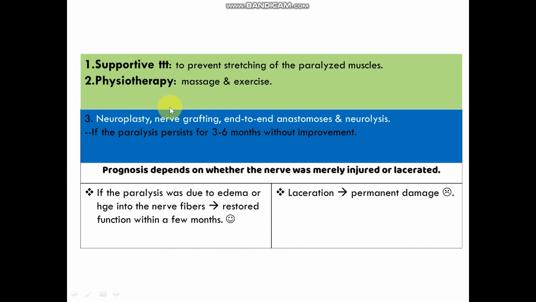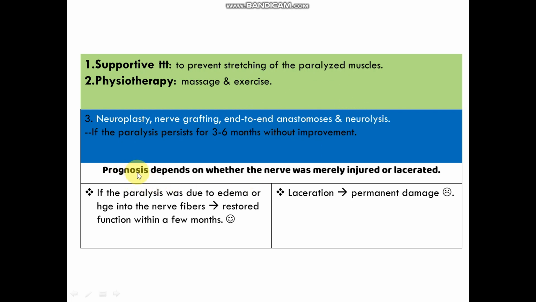So, what is the kind of treatment we can provide to this patient? Well, a patient with obstetric brachial plexopathy will receive first-line treatment including supportive treatment and physiotherapy. The aim of this treatment is to prevent stretching of the paralyzed muscles, and by massage and exercise, we aim at making the muscles regain their function, hopefully. However, if the paralysis persists for 3 to 6 months without any improvement, then there will be surgical intervention, including neuroplasty, nerve grafting, end-to-end anastomosis, and neurolysis.